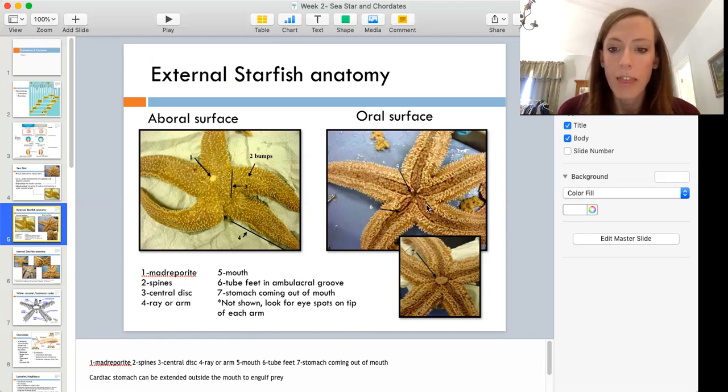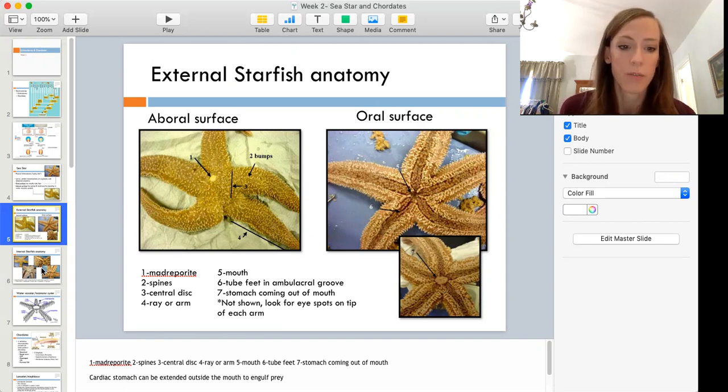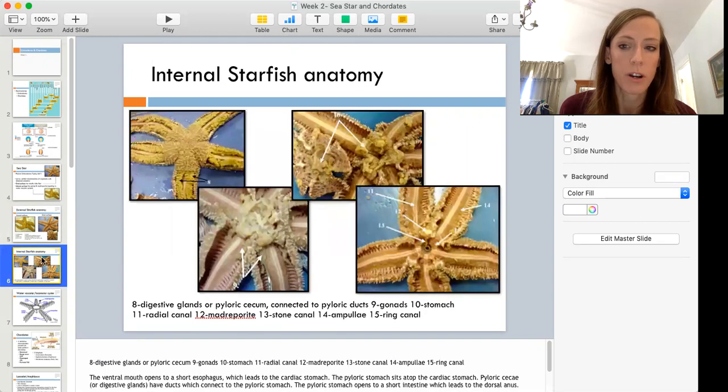And then I've included this picture here because it's showing you that this is still the oral surface, and you can see there's like something coming out of the mouth here. This picture here shows that the cardiac stomach, part of the sea star stomach, can actually be projected through the mouth, and this allows for the organism to feed. So this allows for grasping and digesting of some of the prey for the sea star.